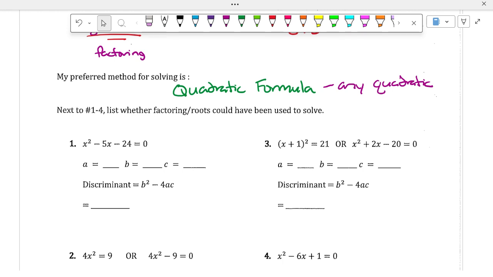Now, is it necessarily the easiest way to solve a quadratic given its type? No. If you could factor, I would definitely factor before using quadratic formula. But like I said, that's always a way that you can get an answer, but you just have to remember the formula.